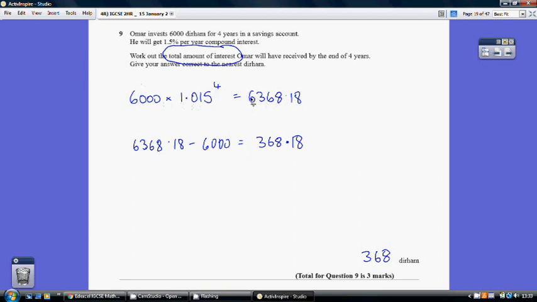6368.18. Now that's the total amount of money in total that Omar will have. So the actual interest is going to be this less the 6,000 that he invested, giving us 368.18, which to the nearest dirham is 368 dirhams.